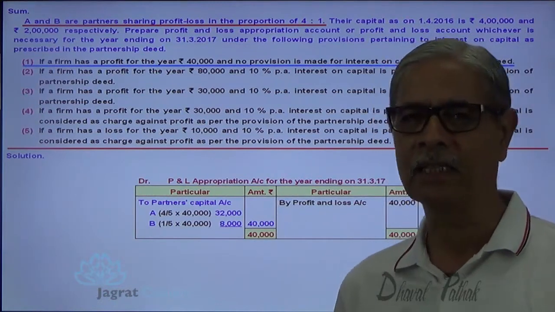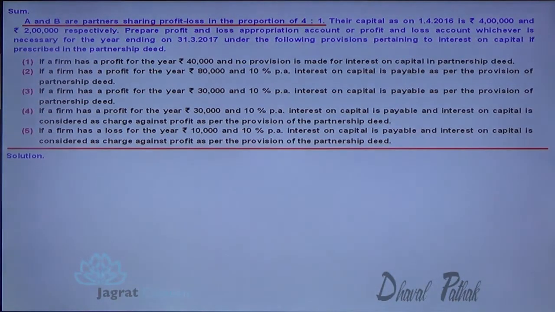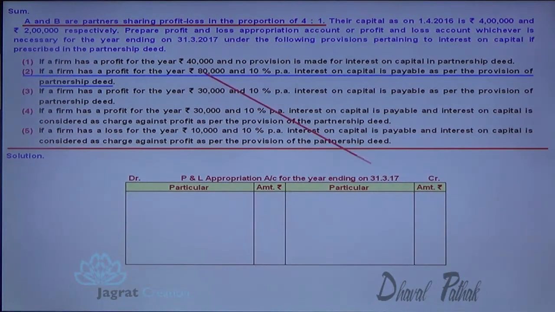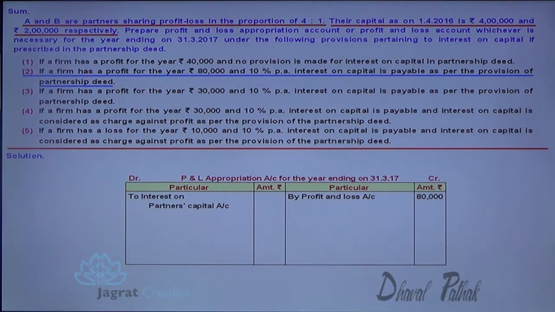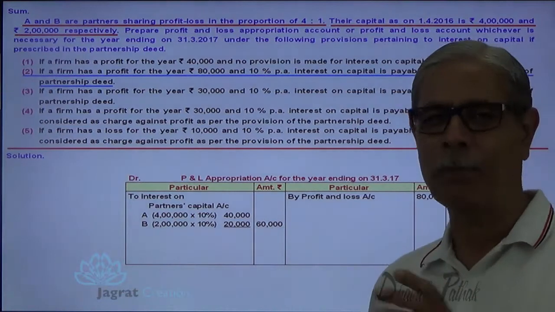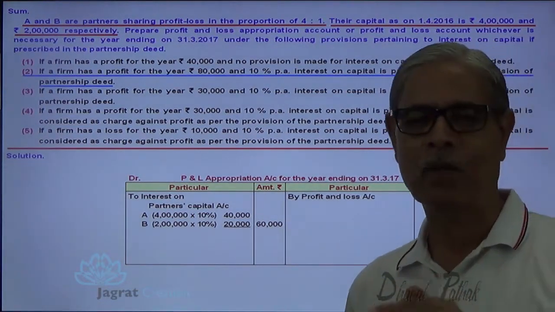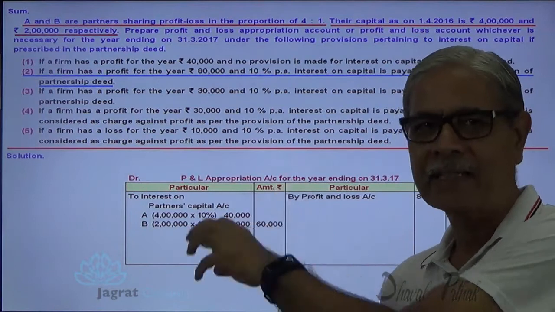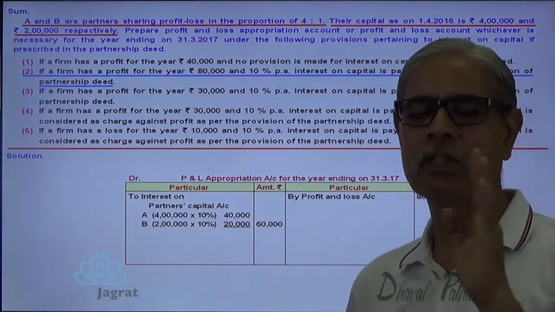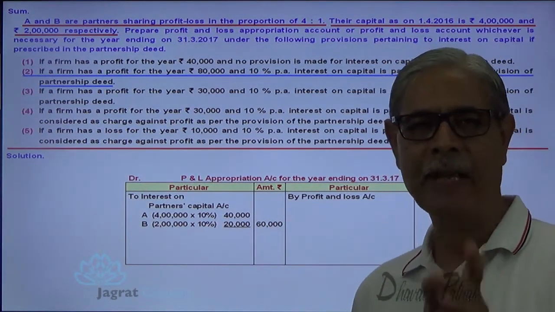Now let me consider the second option. In the second case, the profit is 80,000. Interest on capital is agreed to be paid at 10%. A gets 4 lakhs into 10%, 40,000. B gets 2 lakhs into 10%, 20,000. Total interest on capital paid is 60,000. It's an appropriation of profit. Out of 80,000, 60,000 profit is appropriated in the title of interest on capital.